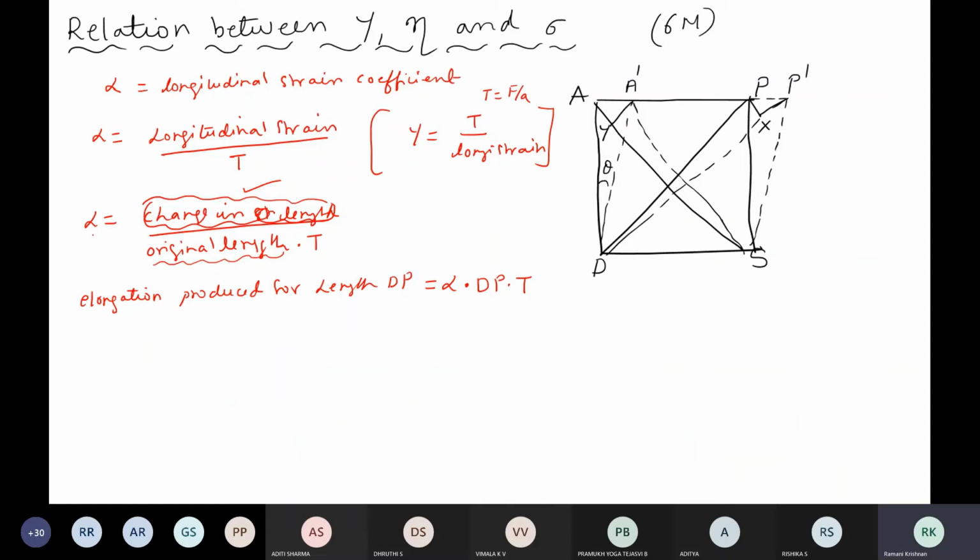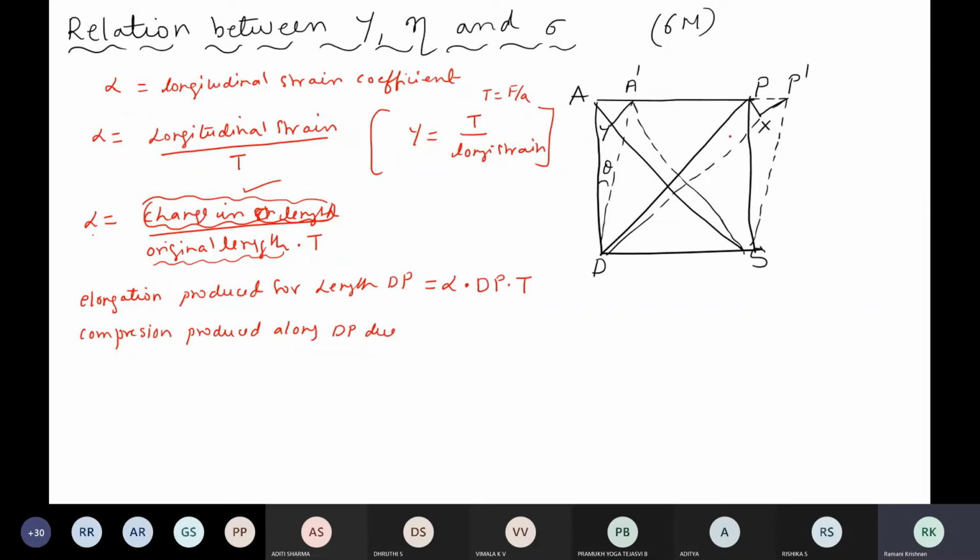Right, students. So, the elongation produced for the length dp is alpha dot dp dot t. In the same way, what is the compression produced? This elongation produced is due to the elongation stress. What is the compression produced along dp due to the compression stress?